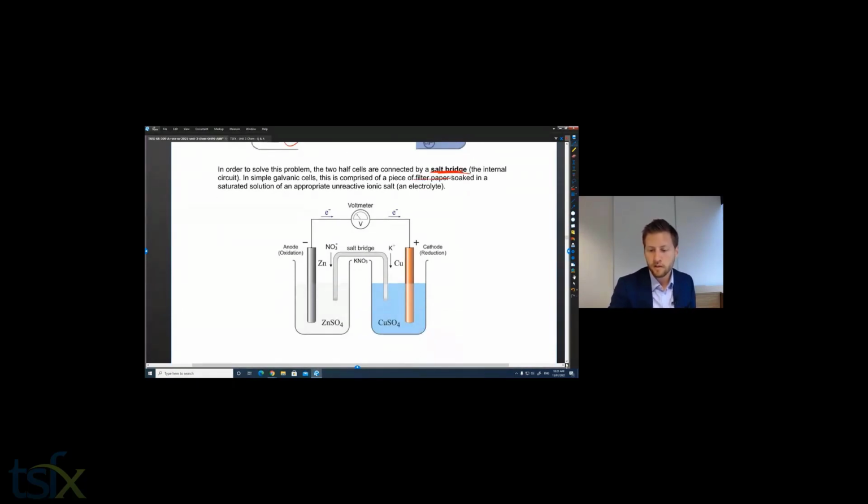It's filter paper. So you might have seen filter paper. If you look at drip filters, coffee, that's filter paper, and it's soaked in an unreactive ionic salt. Most often, it's potassium nitrate. As you can see here, it's got nitrate and potassium because it's always soluble. It always dissolves in water, and it doesn't react with anything else. So that's a good one to have, potassium nitrate.